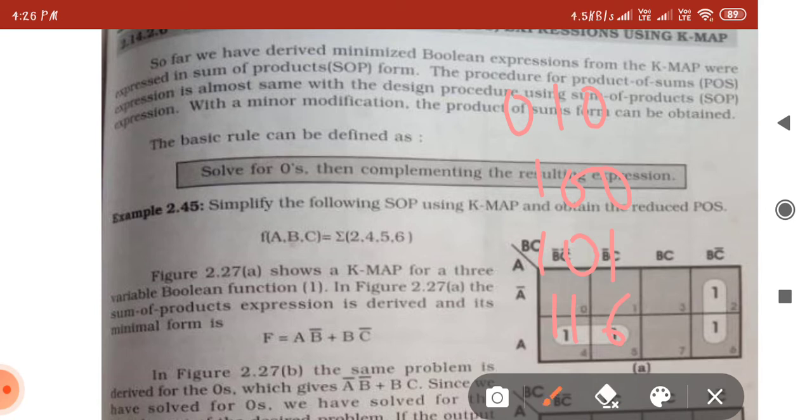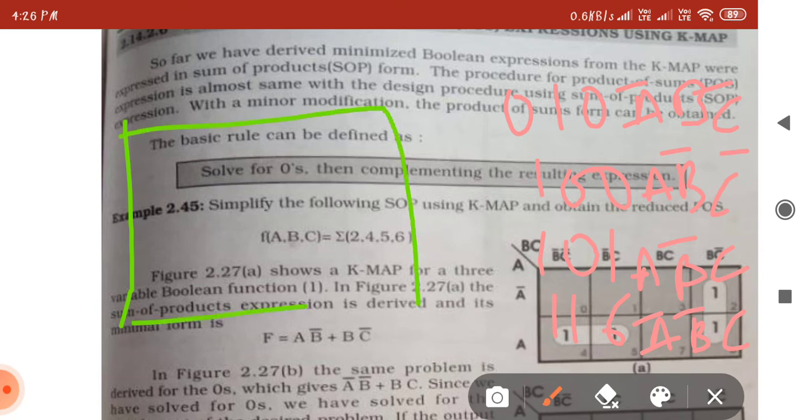Can we write it as A bar B C bar, A B bar C bar, A B bar C, A B C bar? This is the equation, and we get the equation from those minterms. How can we write the K-map? 2 raised to 3 is 8.